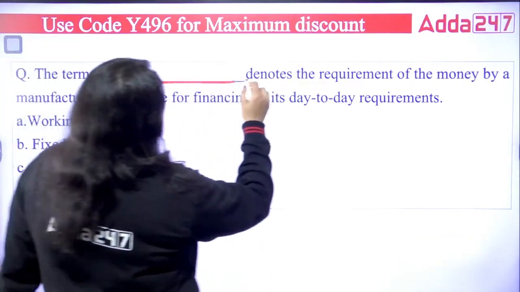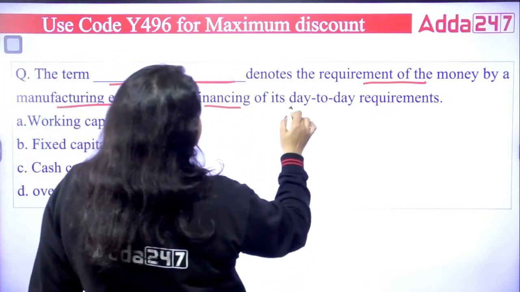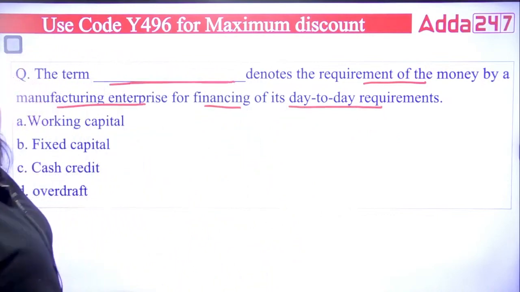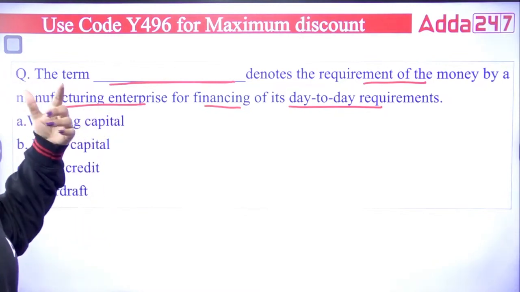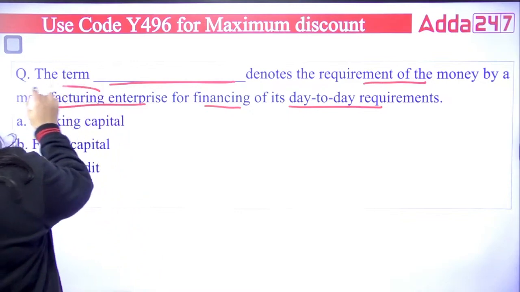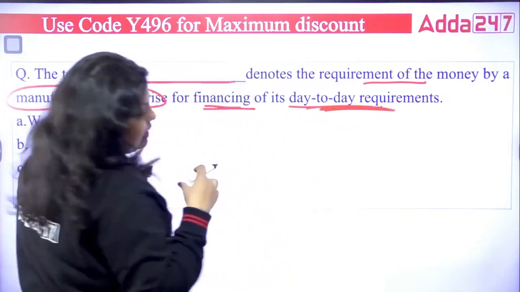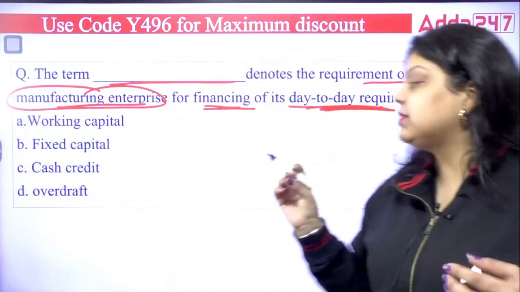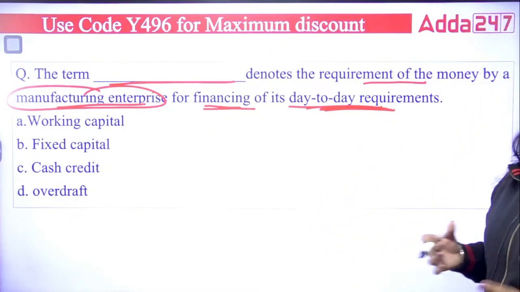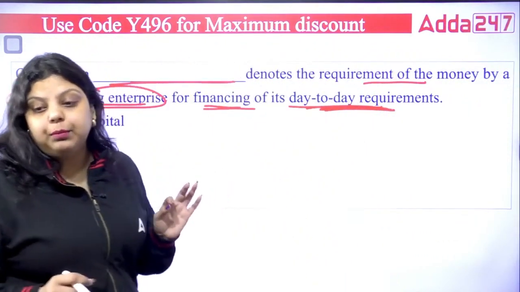The term dash denotes the requirement of the money by a manufacturing enterprise for financing of its day-to-day requirements. So the next question is asking about the dash term, and it denotes the requirement of money by whom? By a manufacturing enterprise for financing of its day-to-day requirement. Like whatever expenditure the manufacturing unit has to do on a day-to-day basis to start manufacturing, or to produce goods and services on a daily basis. What particular capital is required?